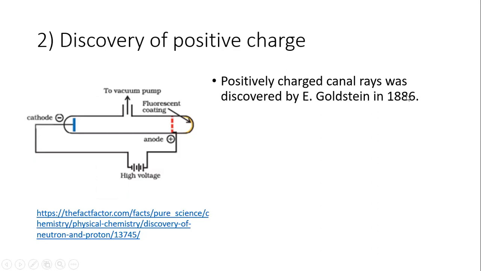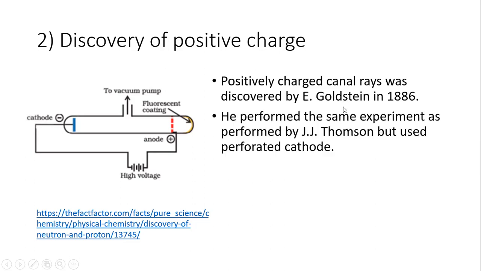Positive charge canal ray or anode ray was discovered by E. Goldstein in 1886. He performed the same experiment performed by J.J. Thomson but used a perforated cathode. Right? That one, he made holes in the cathode, but Thomson used a perforated anode. You can get the electron here. You want the positive ion to be here.